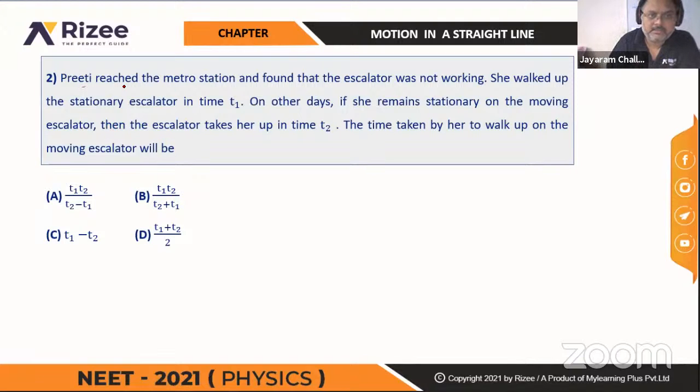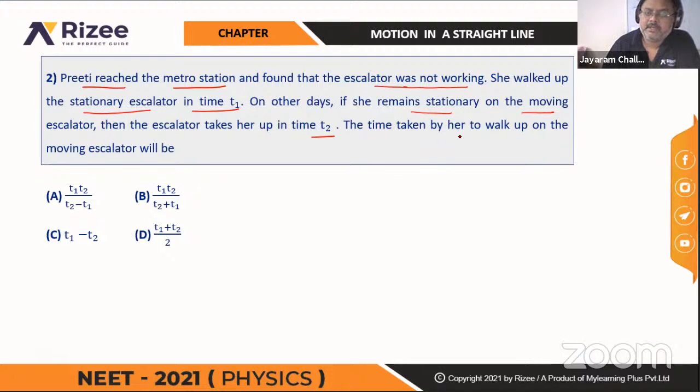Preeti reached the metro station. Okay, so Preeti has been traveling. She has reached the metro station and found that the escalator is not working. She walked up the stationary escalator in time t1 seconds. On other days, if she remains stationary on the moving escalator, it would take t2 seconds. So the distance is the same in this situation.